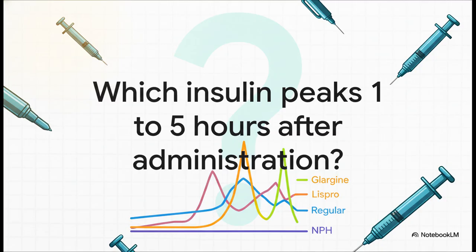Okay, so let's put that chart to the test right now. Which of these insulins has a peak somewhere between 1 and 5 hours? Let's think it through. Glargine? Nope. That's the one with minimal peak, so it's out. NPH, its peak starts at 4 hours but goes all the way to 14, so it's not the best fit. Lispro peaks between a half hour and 3 hours, so that leaves regular. Its peak is 2 to 4 hours, which fits perfectly in that 1 to 5 hour window. The answer is C, regular. This is exactly how you have to think on the NCLEX.